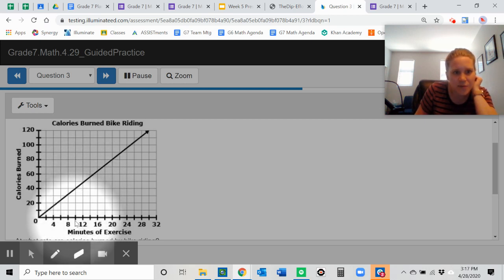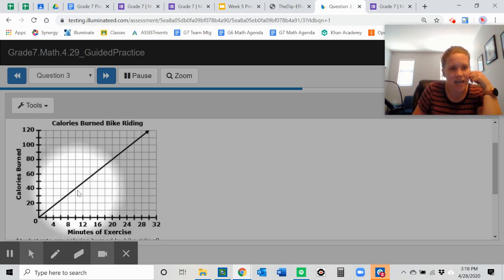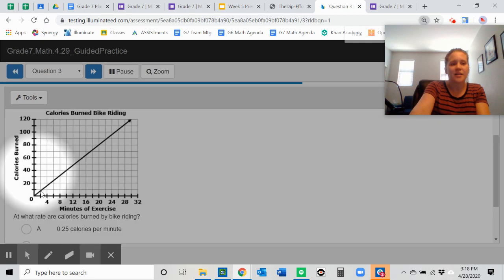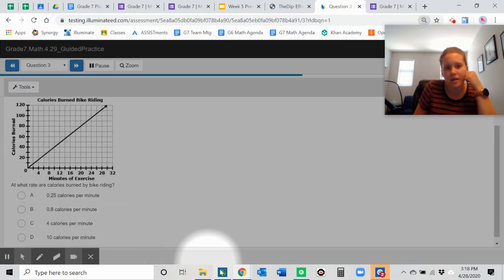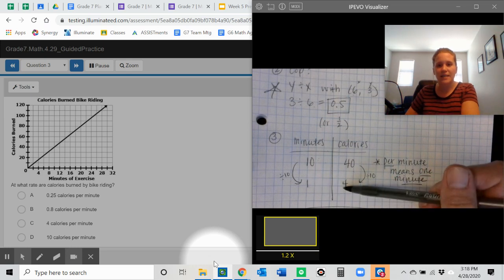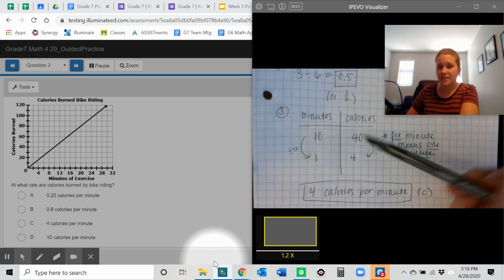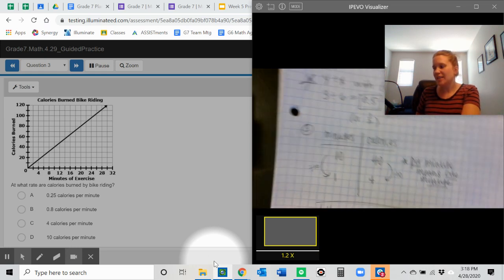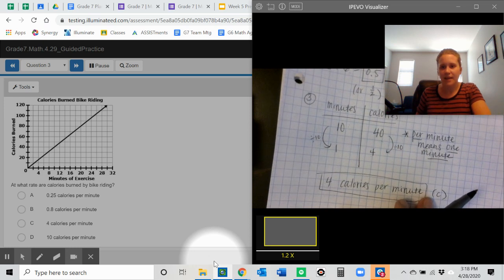That is halfway between 8 and 12. Halfway between 8 and 12 is 10, and I'm on 40. So I know that 10 minutes of exercise on the bike would be 40 calories burned, right? Okay, so that's where I got this from. Then I found my 1 row, that's my COP. I also can tell that 4 calories per 1 minute is my correct answer choice. My answer is C.